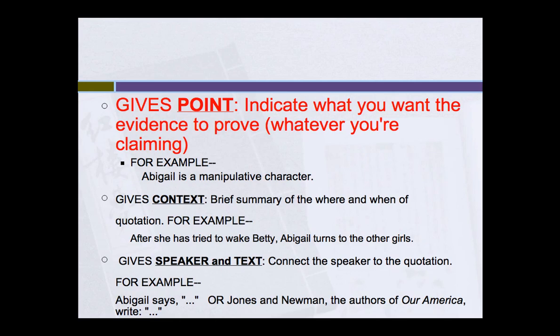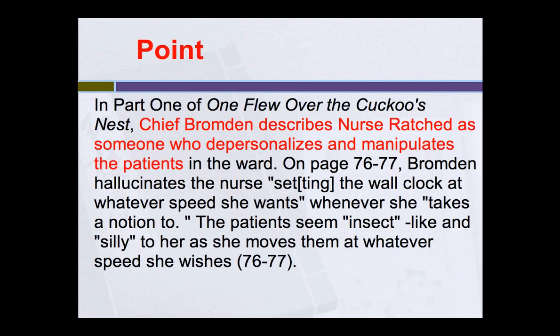So the point has to go into our introduction, remember that. So this is going to tell your reader what it is you want to do with this piece of meat. And here's the point. Chief Bromden is going to be describing Nurse Ratched as someone who depersonalizes and manipulates the patients. Great. Now we know what to do with this meat.